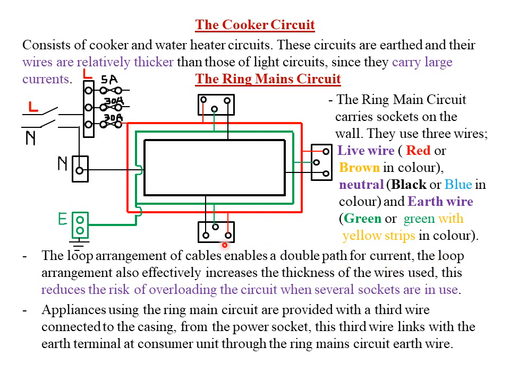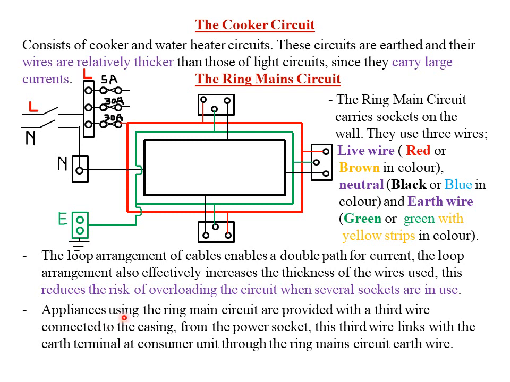The other reason is that the loop arrangement effectively increases the thickness of the wire. Remember, when the wire is thick, the resistance to current through that particular wire will also be relatively low. So less current will be lost on the way. So this reduces the risk of overloading that particular circuit when several sockets are in use. Remember, when we have several sockets connected to this ring main circuit, because of the arrangement of these wires, there will not be overloading of those circuits.